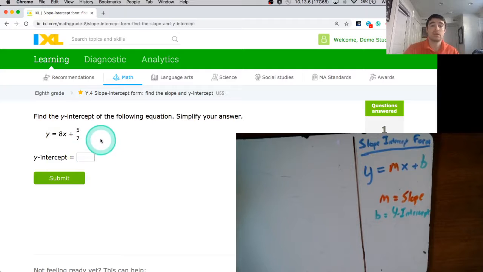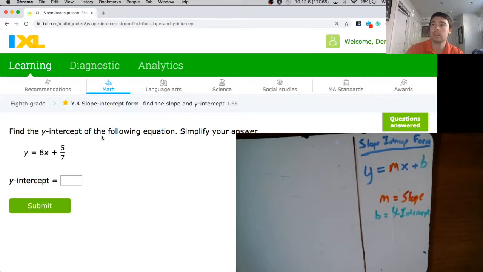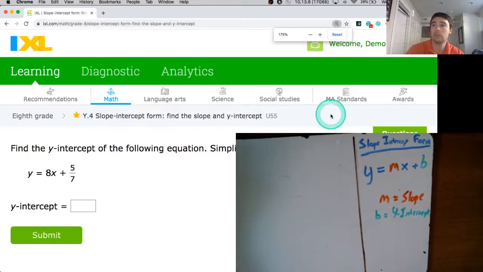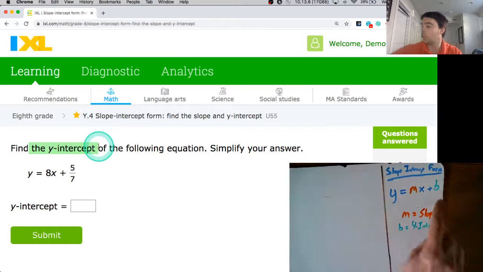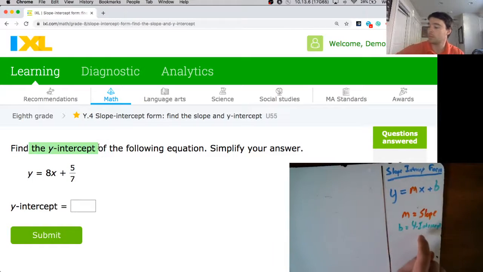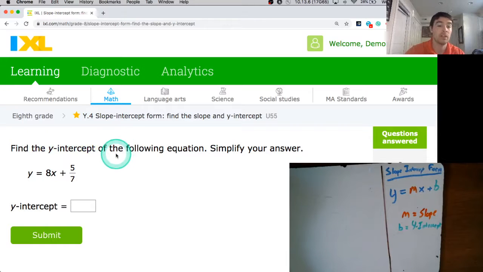Now I have a new equation, the equation y equals 8x plus 5 over 7. I'm going to zoom in a little bit to see if that makes it easier to read. So now we see y equals 8x plus 5 over 7, and they are again asking us to find the y-intercept. The y-intercept will be the plus b, the constant number that's all by itself and not multiplied with x. And in this case, that y-intercept is this positive 5 over 7 that we see right there.